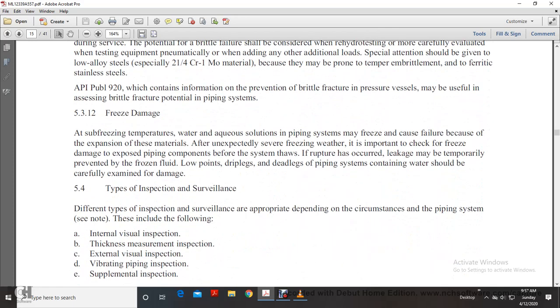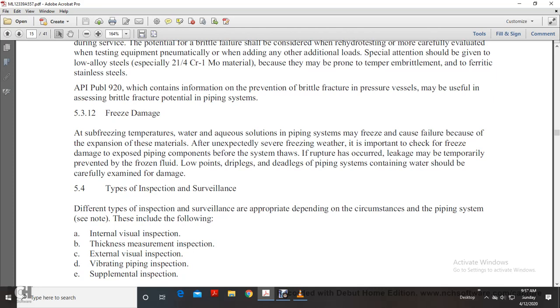5.3.12 Freeze damage. At sub-freezing temperatures, aqueous solution piping systems may freeze and fail because of the expansion of the materials. During unexpected severe freezing weather, it's important to check for freeze damage in exposed piping components before the system thaws. If a rupture occurred, leakage may temporarily be prevented by the frozen fluid. Low points, drip legs, and dead legs of piping systems containing water should be carefully examined for damage.